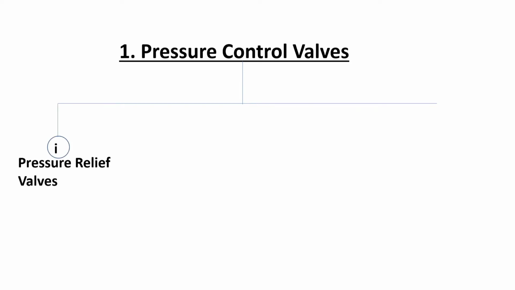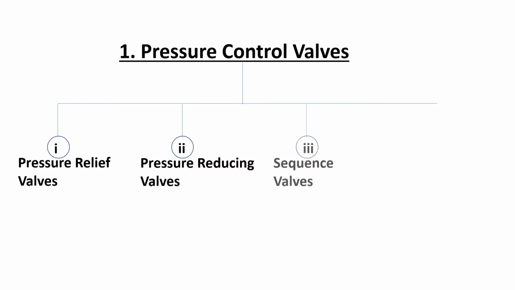Now I'll go through the pressure control valves. They can be categorized into 4 categories: pressure relief valves, pressure reducing valves, sequence valves, and counterbalance valves. So you'll understand the basic functioning of all valves later on.